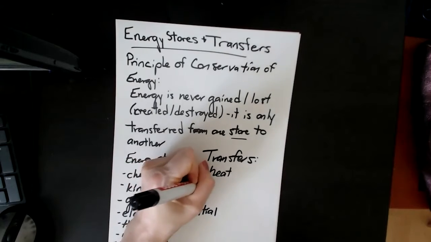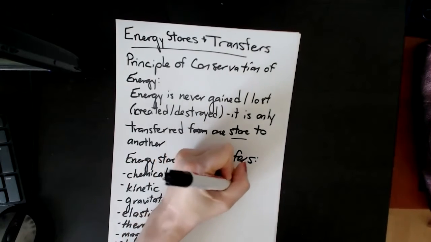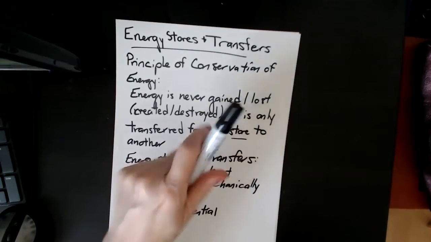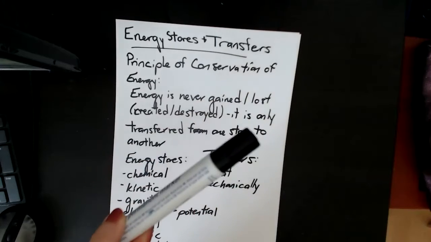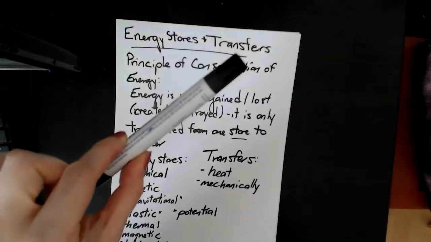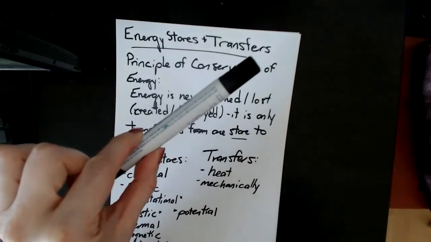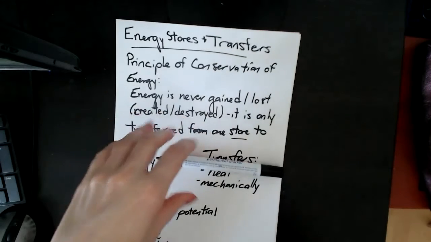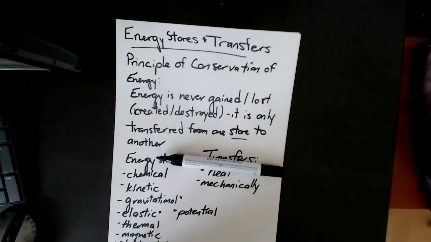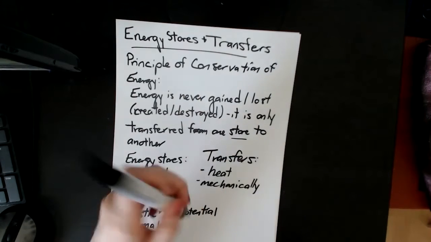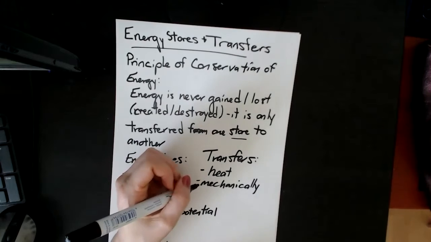You can do it mechanically. Mechanically means, for example, if I take this and lift it up, that's a mechanical transfer of energy. I've transferred energy from me to this by lifting it. The same thing if a crane lifts a rock, or you pedal a bicycle. That's a mechanical energy transfer. You are transferring energy from yourself to the bike in order to make it move.